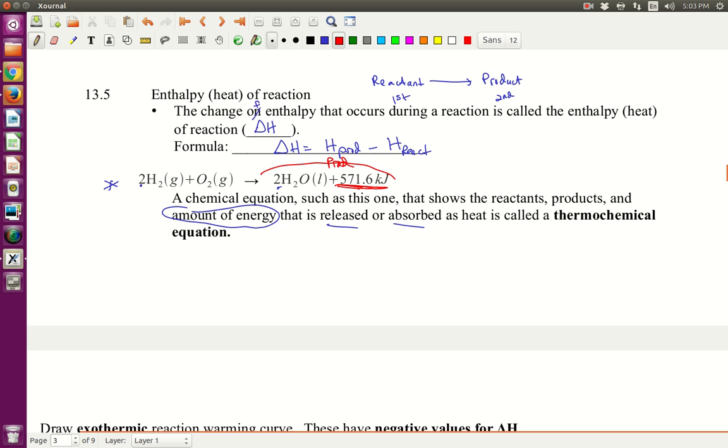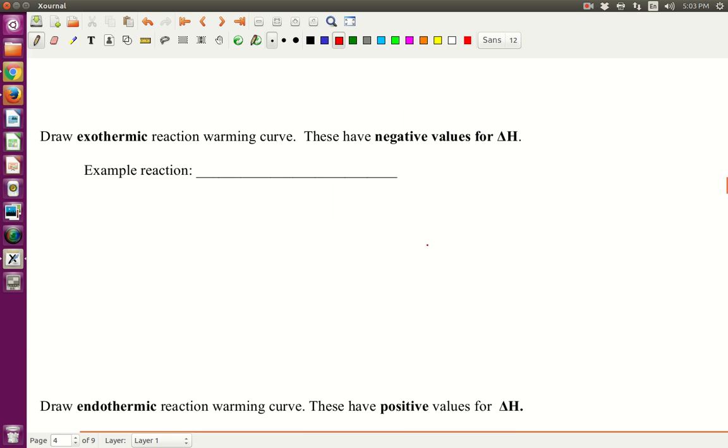If you produce heat, that means you're creating it. This is an exothermic reaction. Exothermic, because the heat is made. You could feel this heat coming out of it, you could feel the heat leaving. Okay? Now, I'm going to draw an exothermic reaction warming curve. These have negative values for delta H.